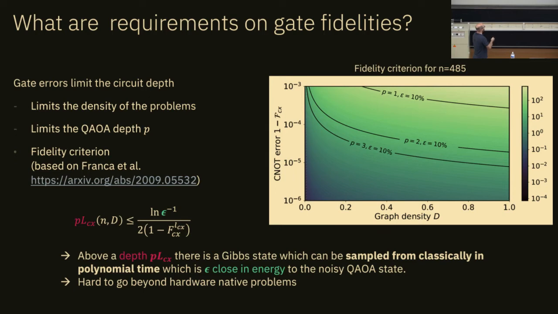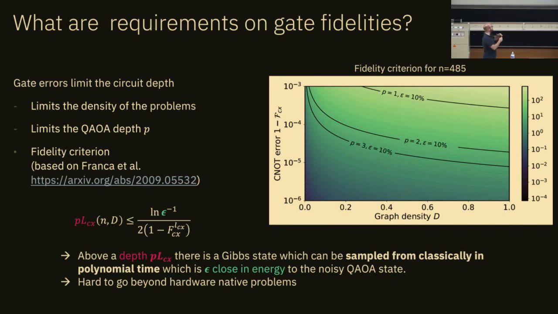So for a problem of this size, if this is the density, so 1 means that the cost matrix in our QUBO is completely dense. 0 means it's all 0. So if this is the density, and if this is the fidelity of a single CNOT gate. So here, 10 to the minus 3, this is probably where we are today, roughly, down to 10 to the minus 6, which is probably not too realistic. Then this is the required CNOT fidelity to run depth 1 QAOA on that size when we want 10% accuracy.